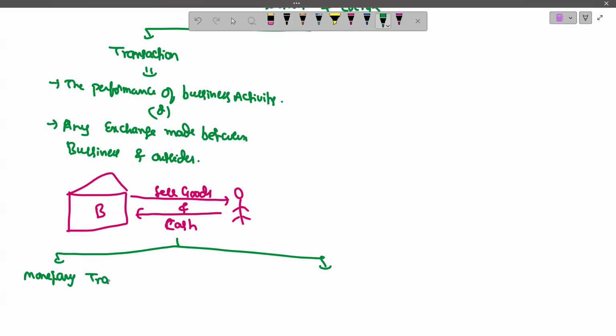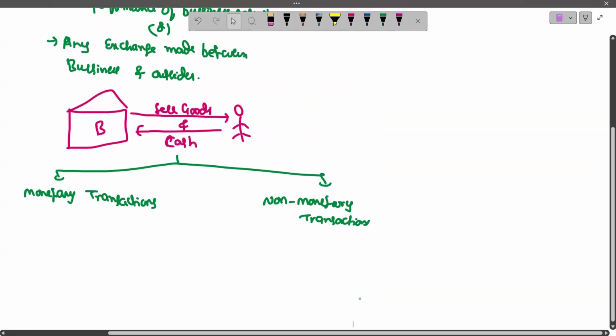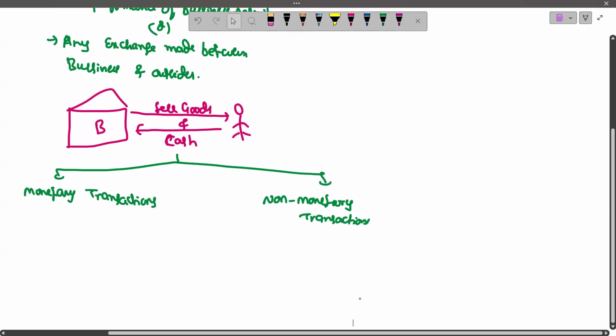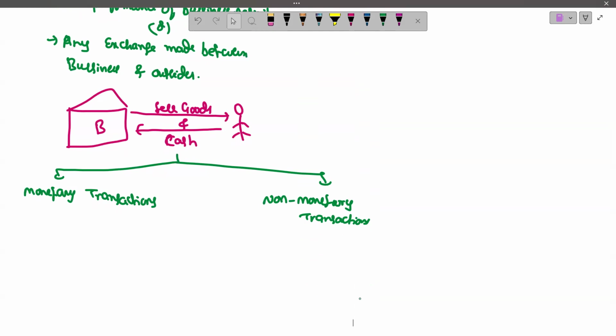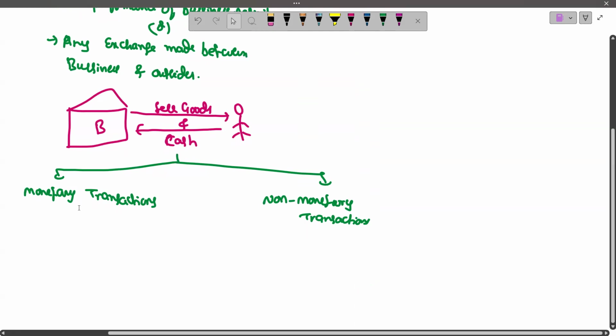And generally, these transactions are classified into two types. One is monetary transactions, and another one is non-monetary transactions. So, any exchange made between business and outsider is said to be a transaction, and the transactions are classified into two types. One is monetary, another one is non-monetary.